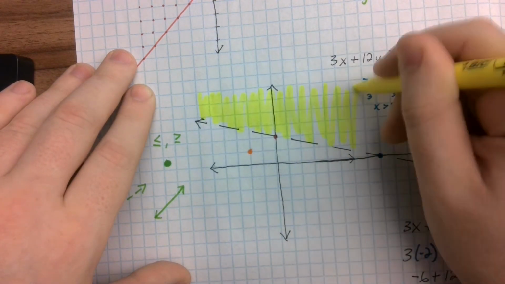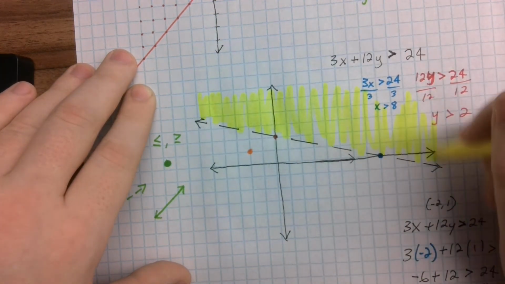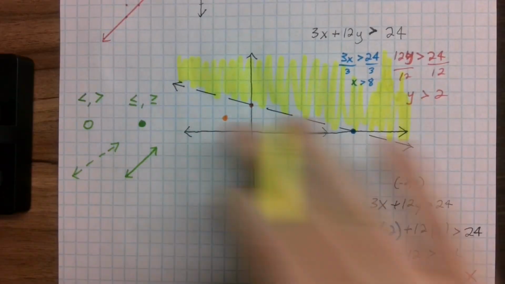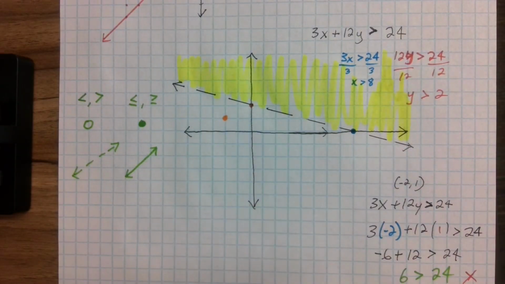So our solutions for this one are everywhere on this side of the line. That is the solution to this inequality.